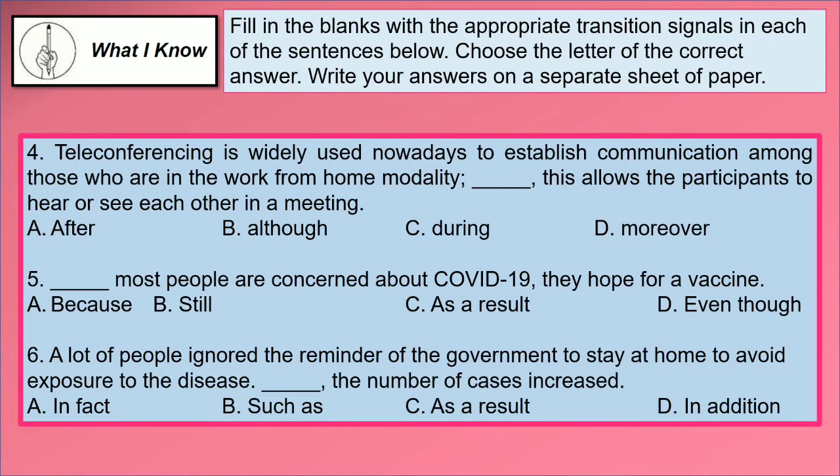Number 5. Blank, most people are concerned about COVID-19. They hope for a vaccine. A. Because. B. Still. C. As a result. D. Even though. Number 6. A lot of people ignored the reminder of the government to stay at home to avoid exposure to the disease. Blank, the number of cases increased. A. In fact. B. Such as. C. As a result. D. In addition.